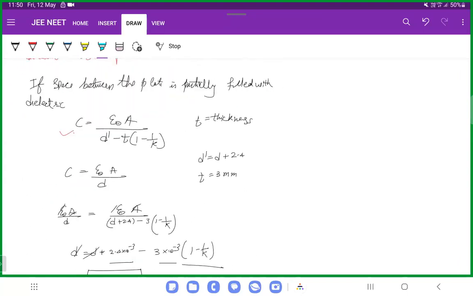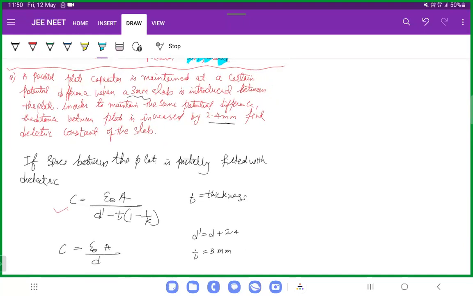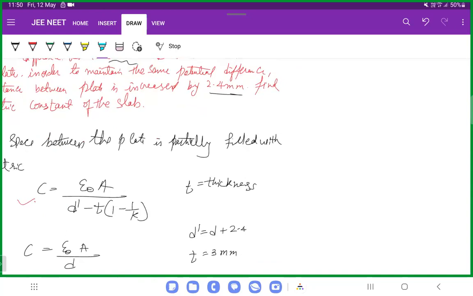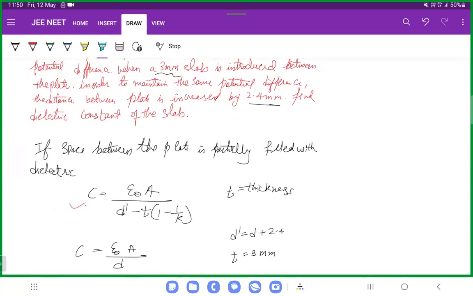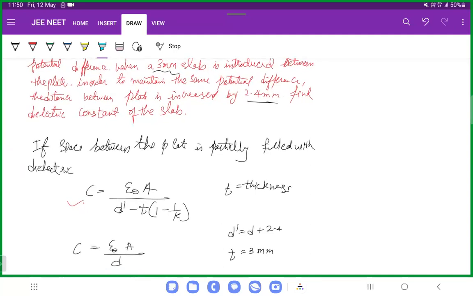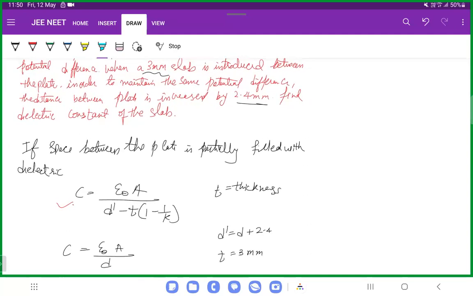Okay. Now see here. The formula is especially for partially filled, because here it is partially filled. We have to maintain the same potential. If the distance is increased by 2.4 mm, so now the new distance is d plus 2.4, because it's increased, and the thickness is given as 3 mm.